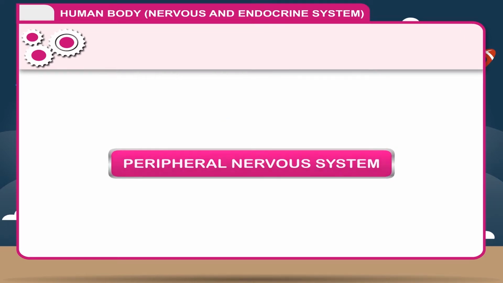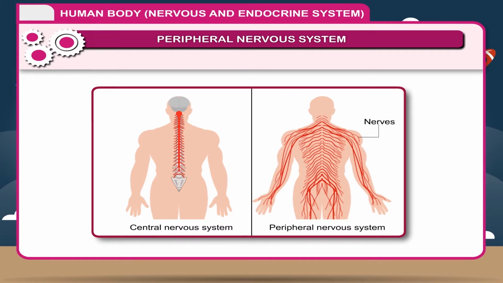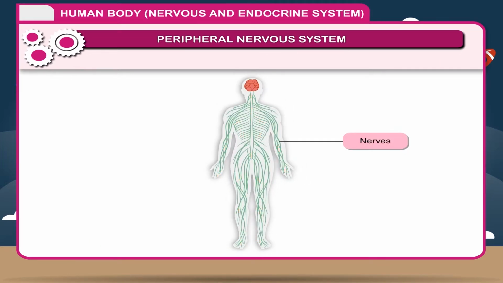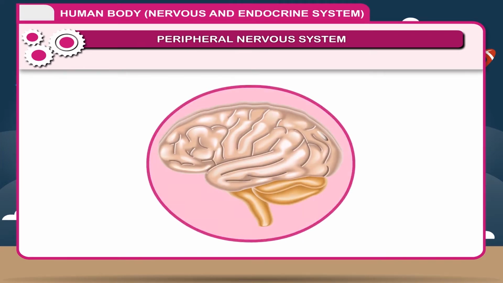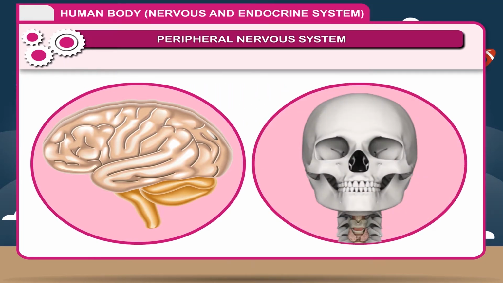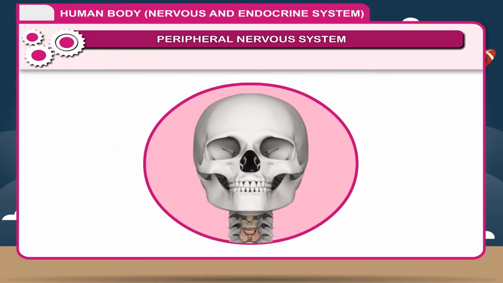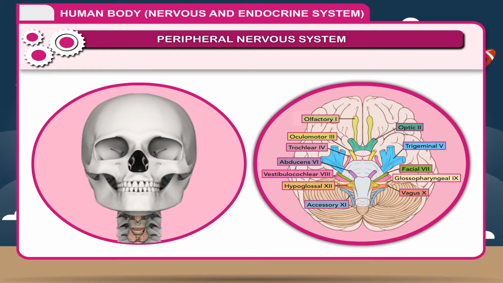Peripheral nervous system. It consists of nerves which arise from central nervous system, that is, brain and spinal cord. It is responsible for providing information to the central nervous system and carrying commands to the organs of the body. The nerves of peripheral nervous system are of two types. Cranial nerves. The cranial nerves are connected to the brain by passing through openings in the skull or cranium. Cranial nerves are distributed to the head and neck regions of the body. There are 12 pairs of cranial nerves.